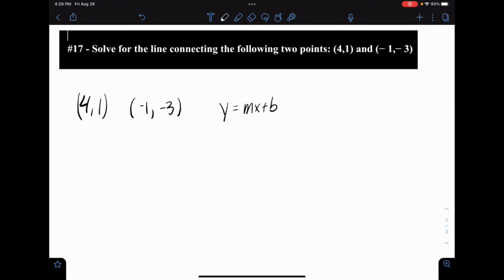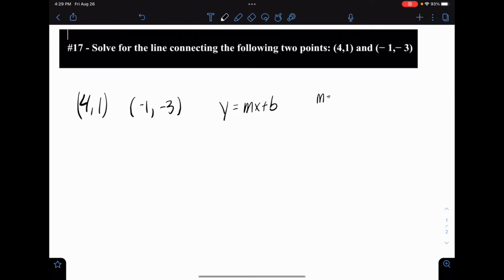Problem 17 gives us a pretty simple problem. We're simply solving for the line with these 2 points. We have (4, 1) and (-1, -3), and this is our equation for the line: y being whatever y coordinate we have, m being our slope, which is going to be rise over run, x being our x coordinate, and b is our y-intercept, which we'll solve for last.